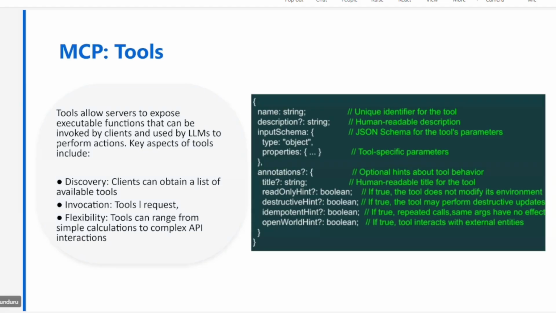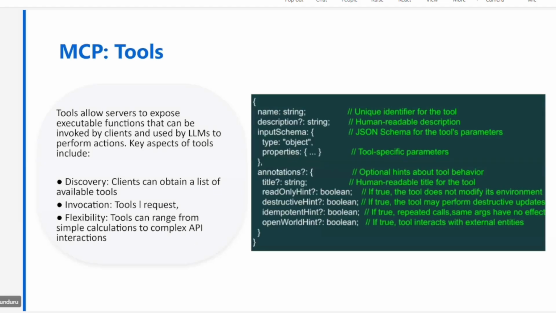Tools allow servers to expose executable functions that can be invoked by the clients. Key aspects of the tool include discovery, invocation, and flexibility. Tools can range from simple calculations to complex API interactions.